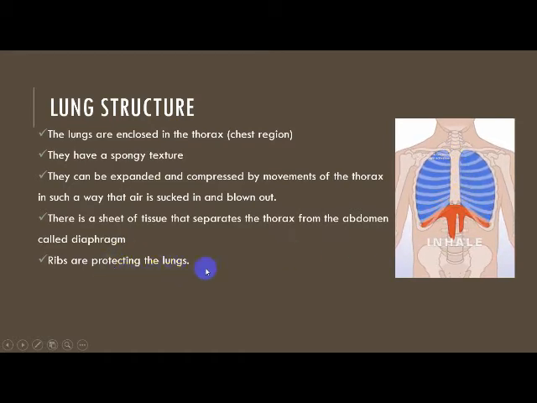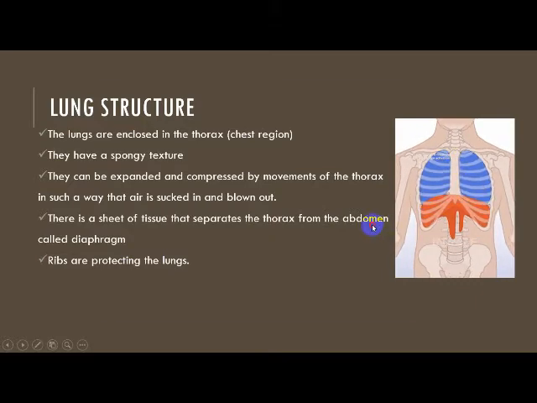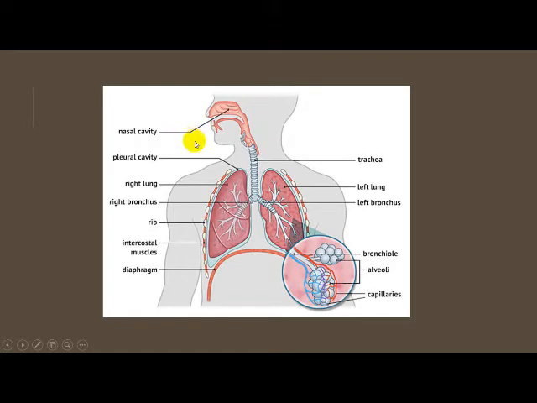Ribs are protecting the lungs. As you see, there are rib structures protecting the lung from any damage. Let's see the structure. We have a nasal cavity, the cavity of our nose. Then there is a trachea or windpipe structure. The windpipe is a structure which joins the lungs with the mouth.